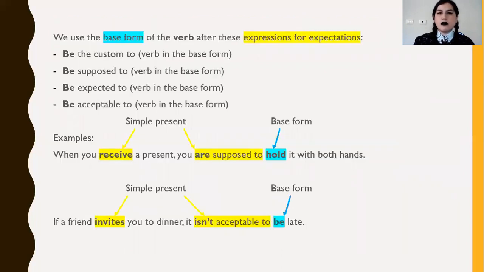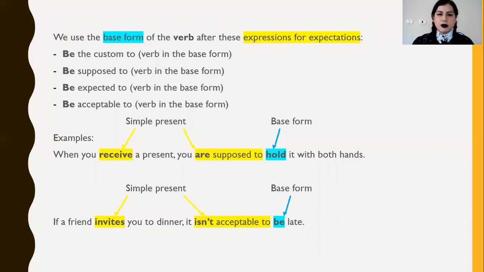So we use the base form of the verb after the expressions of expectations. What expressions? Be accustomed to, be supposed to, be expected to, or be acceptable to. We can also have the negative for these: it isn't accustomed to, it isn't supposed to, it isn't expected to, or it isn't acceptable to. Okay, so we can also have the negative ones. And after these expressions, we are going to use the base form. So the verb to be is going to be in simple present, and the verb after these expressions is going to be in the base form.